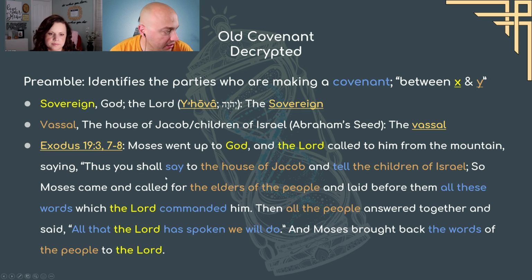So we see here, you can see I color-coded them: the vassal and the sovereign. Sovereign's yellow, the vassal's brown. Here in Exodus, this is when the covenant is being confirmed. God and the people. This is the agreement.